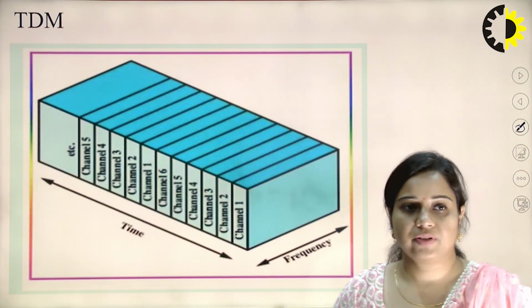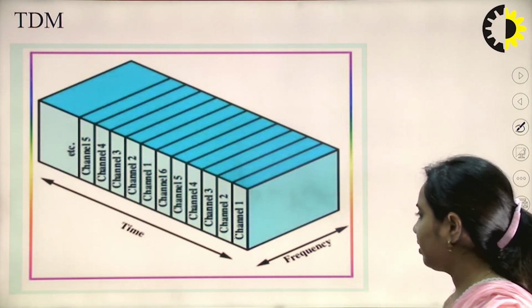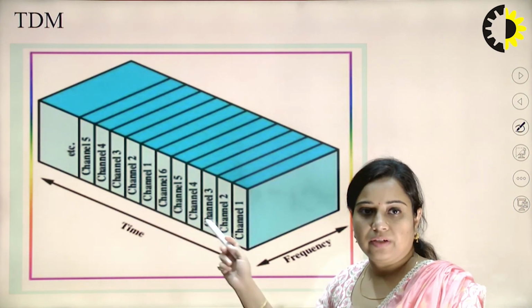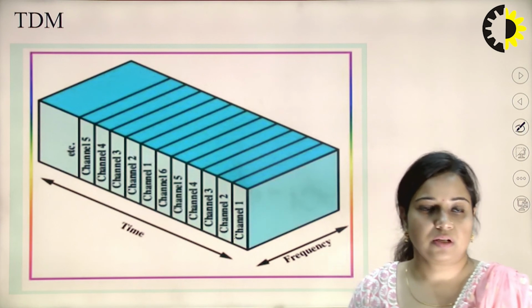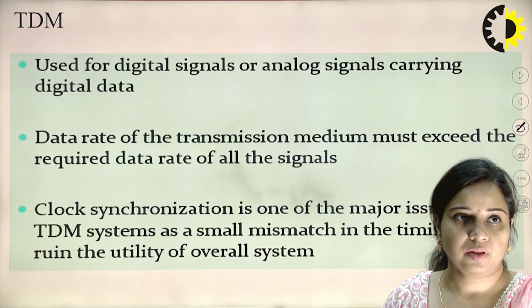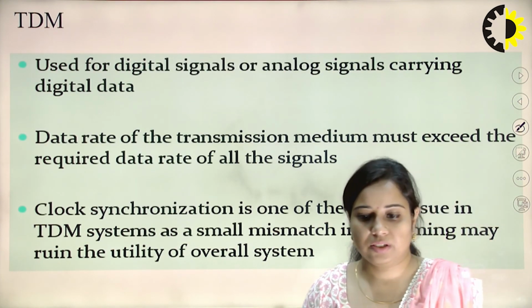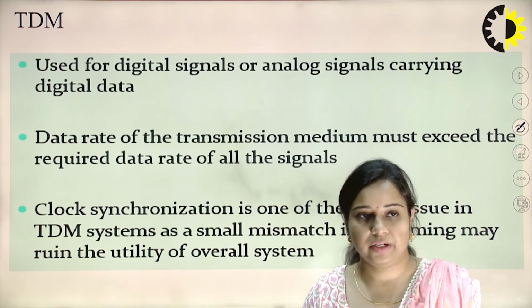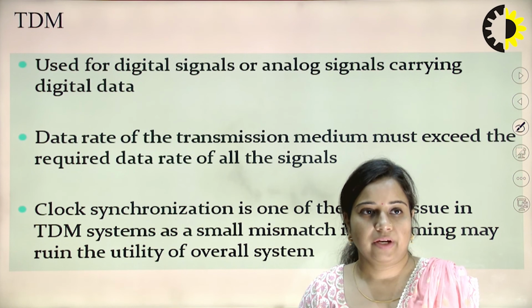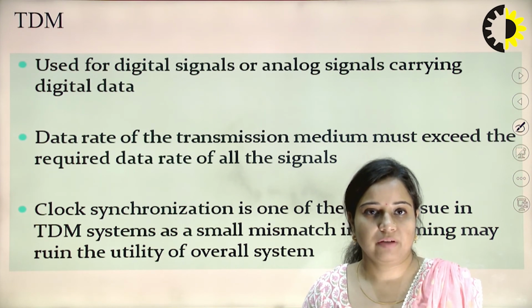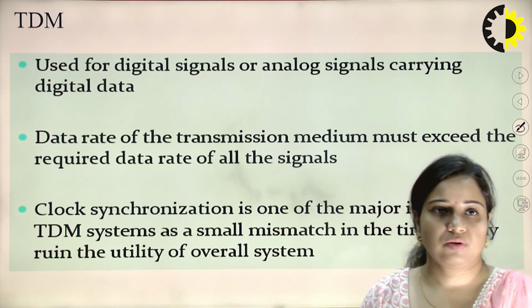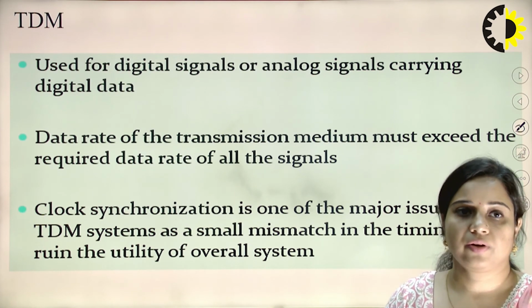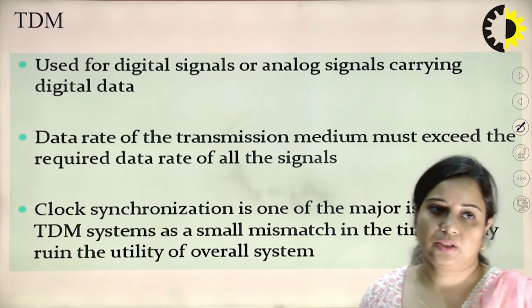Now this is the logical diagram. This is time versus frequency. Now you can see over here that time is equally divided among n number of channels, meaning n number of users. Now it is used for digital signals or analog signals carrying digital data. The data rate of the transmission medium must exceed the required data rate of all the signals. Clock synchronization is one of the major issues in TDM.